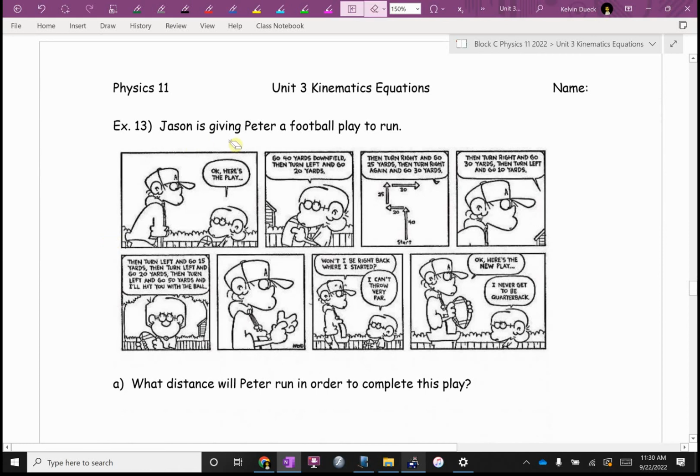It says this: Jason is giving Peter a football play to run. Okay, here's the play. Go 40 yards downfield, then turn left and go 20 yards. Then turn right and go 25 yards. Then turn right again and go 30 yards. Then turn right and go 30 yards. Then turn left and go 10 yards. Then turn left and go 15 yards. Then turn left and go 20 yards. Then turn left and go 50 yards, and I'll hit you with the ball. Peter thinks for a while. Won't I be right back where I started? Jason says, I can't throw it very far.